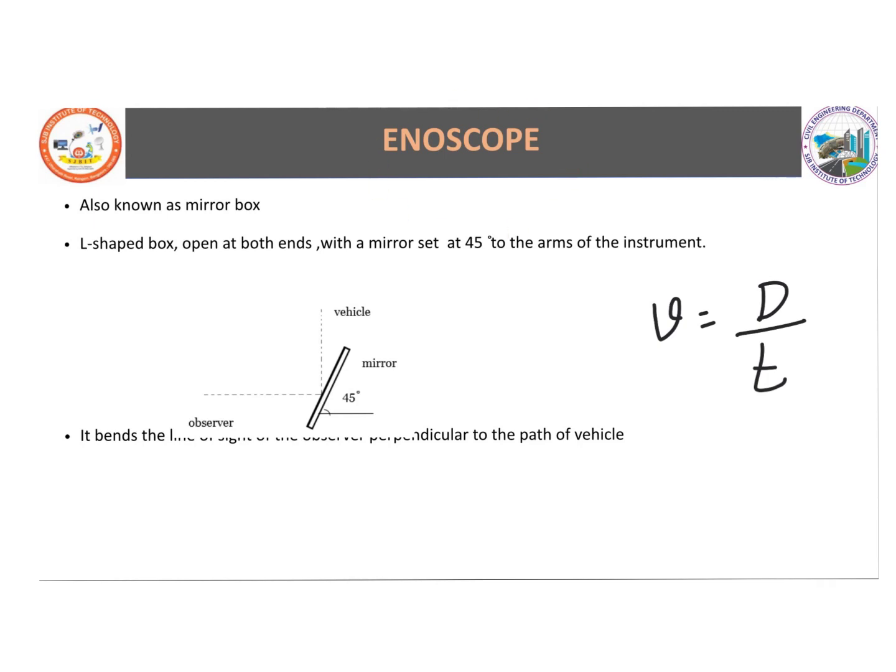So what is an inoscope? An inoscope is a device as shown in the figure. It consists of an L-shaped box, into which a mirror is attached in such a way that it is at an angle of 45 degrees. So the angle subtended here is 45 degrees.